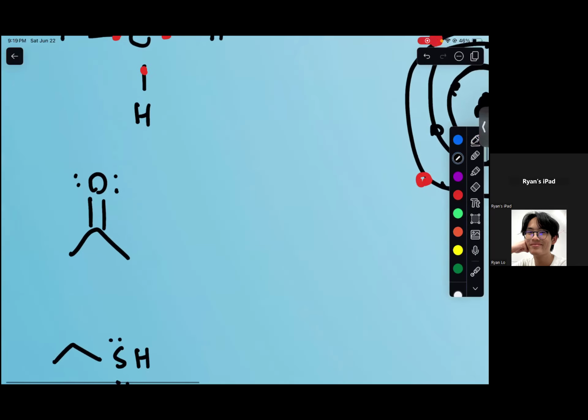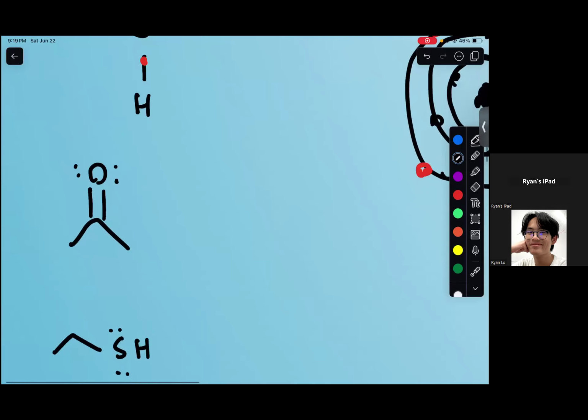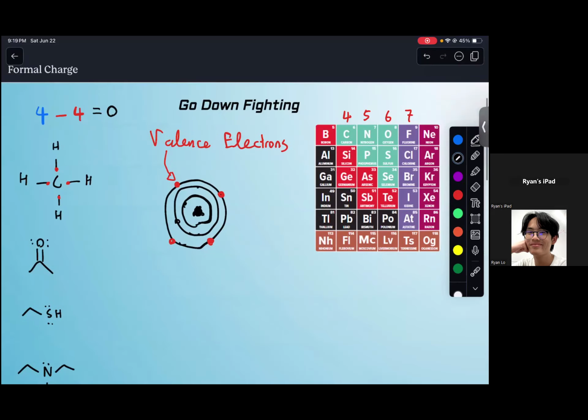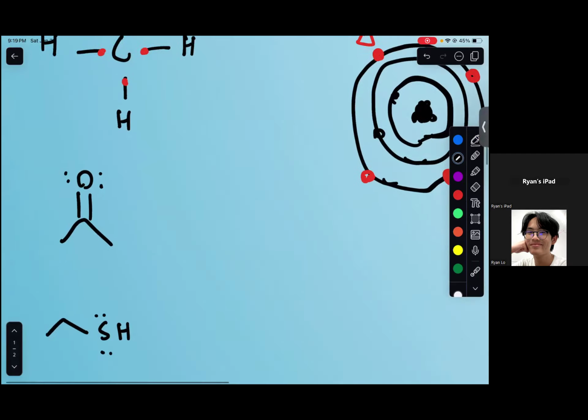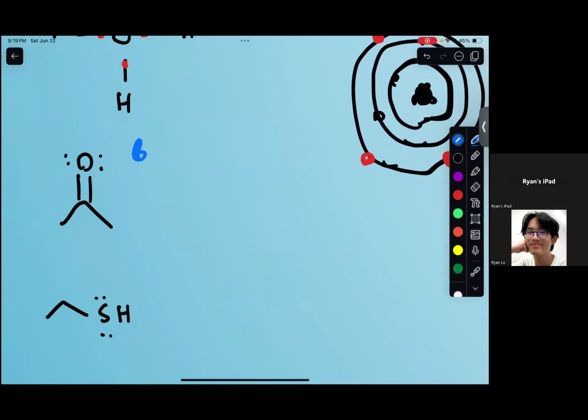Now, for this oxygen over here, moving on to this next example, we will count the bonds like normal. However, the lone pairs, right, you count the electrons individually. So we go back to the periodic table. Oxygen has 6 valence electrons, so I'll write down 6. And then I'll count how many bonds there are and how many individual electrons there are in lone pairs. So I'll count 1, 2, 3, 4, 5, 6. 6 minus 6, once again, is 0. This oxygen will have a neutral charge.